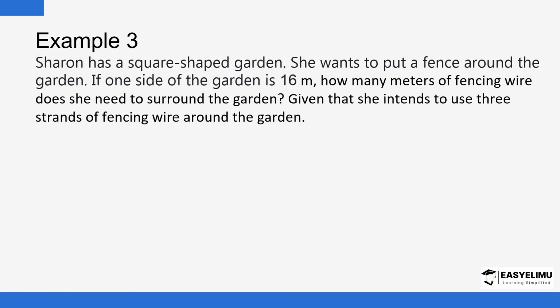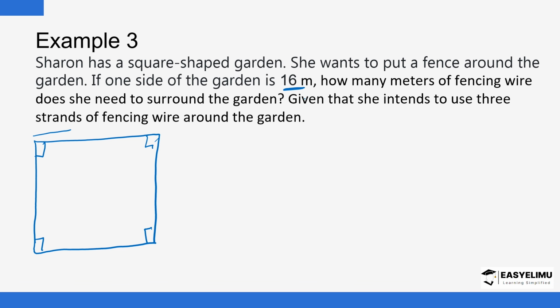So you have also Sharon here, who has a square-shaped garden. So the garden is in the form of a square. Again, you'll have to draw a figure that is very close to a square. What makes it a square is because all the sides are the same. Again, all the interior angles must be the same. So here we are going to find the perimeter normally, because now we need to find the length of what? How many meters of fencing wire does she need to surround the garden? So you need to find the perimeter, then that is the length of the wire that is required.